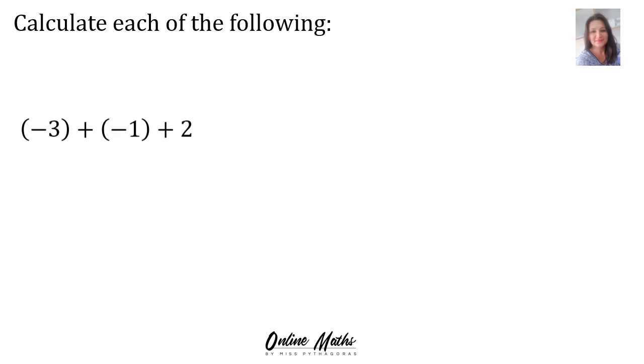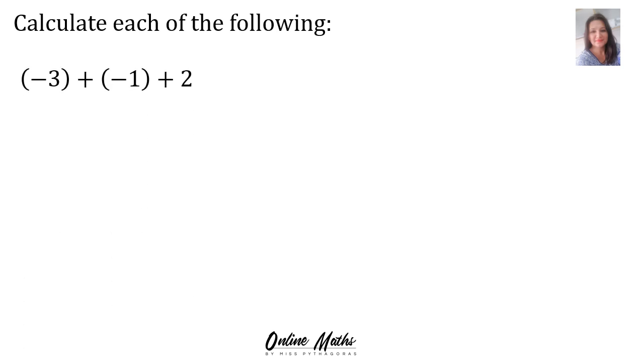Calculate each of the following. Negative 3 plus negative 1 plus 2. So what you can do is add all the negatives. So we've got -3, -1. In other words, you owe me 3, you owe me 1. So you owe me 4 plus 2, and then you owe me 4, and you pay me 2, therefore you owe me -2. -4 plus 2 is -2.